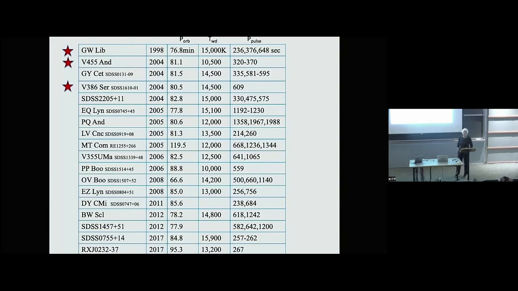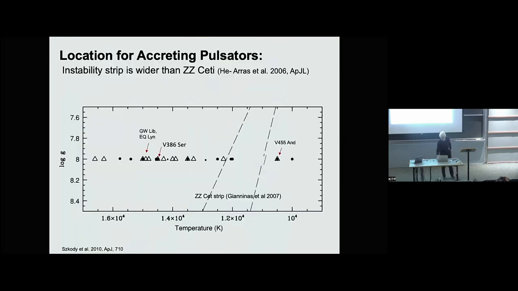Most of them have very short orbital periods, near 80 minutes. They're all under the period gap. And as I said, the temperatures range from 10,000 to 16,000. And the pulsation periods are 4 minutes to 20 minutes. So they span the range. If you put them on an instability strip, and on a log g, they'd be more down near 8.3 or so. But they're still well outside the normal instability strip for ZZ Ceti stars.